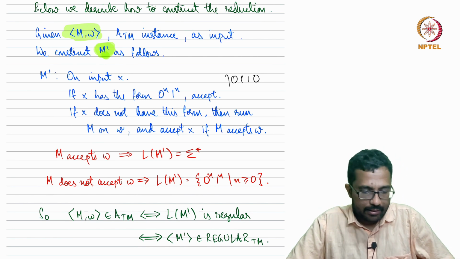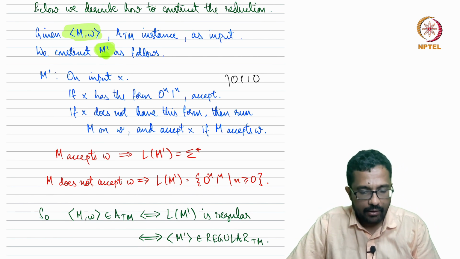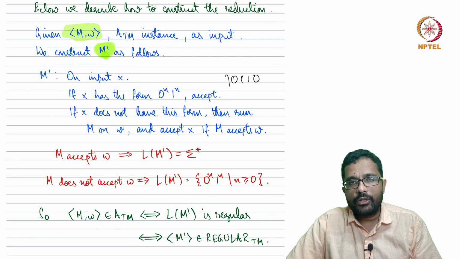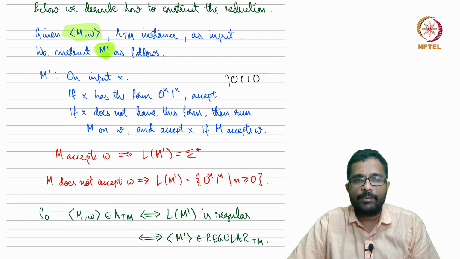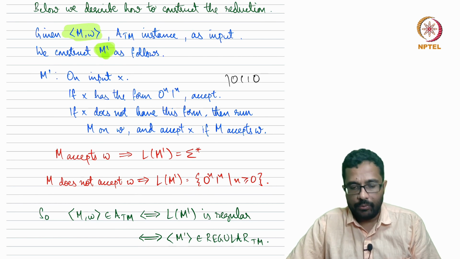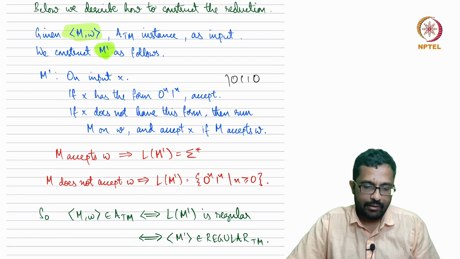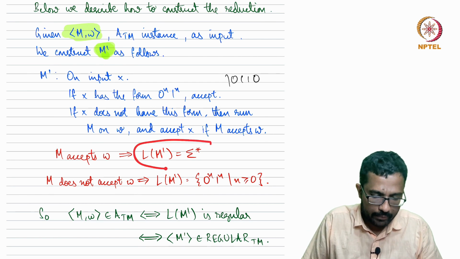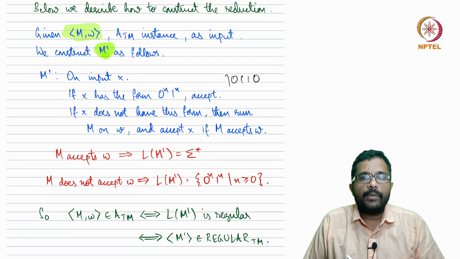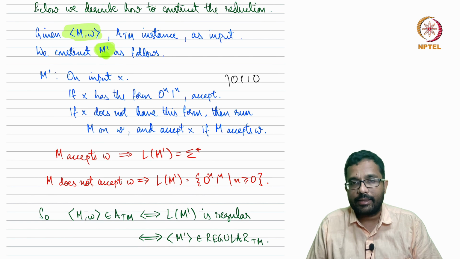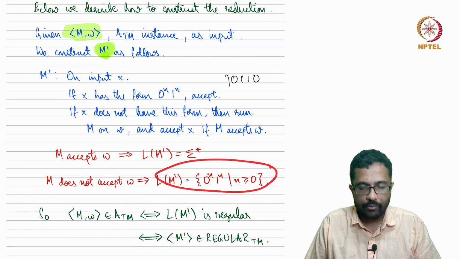I will just repeat this because it's the key part here. If x is of the form 0^n 1^n, we accept. If x is not of this form, we run M on w and accept x if M accepts w. If M accepts w, this means that strings both of the form 0^n 1^n and not of the form are also accepted, so every string is accepted. So the language recognized by M prime is sigma star. If M does not accept w, then strings not of the form 0^n 1^n are not accepted. So the only strings accepted are 0^n 1^n.